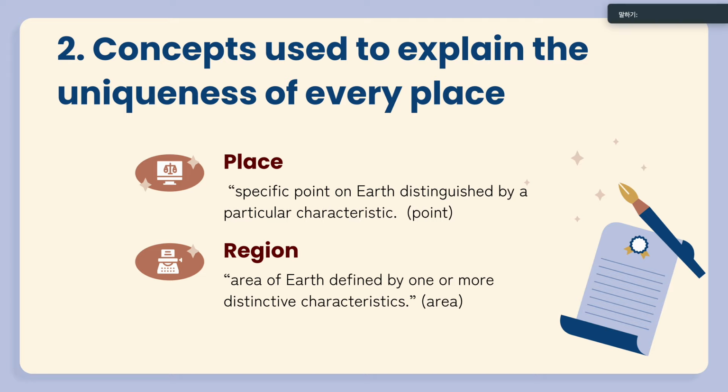And now, let's look at concepts used to explain the uniqueness of every place. In order to answer the questions where and why, geographers use maps. And there are several basic concepts for explaining the uniqueness of every place utilizing the map. Place is a specific point on Earth distinguished by a particular characteristic. Place explains the unique location, position of a place on Earth's surface. And region is an area of Earth defined by one or more distinctive characteristics.